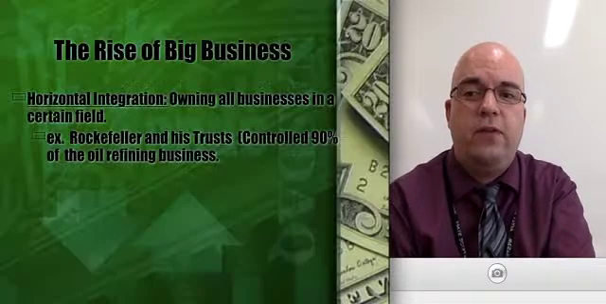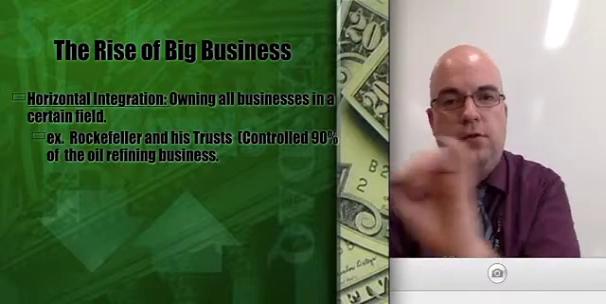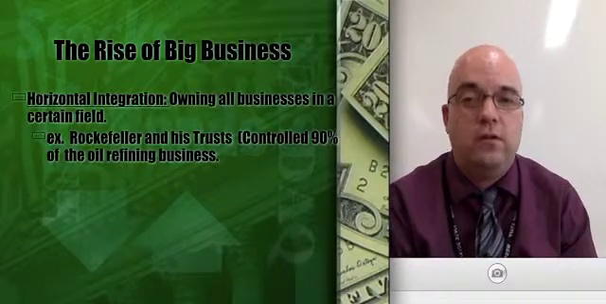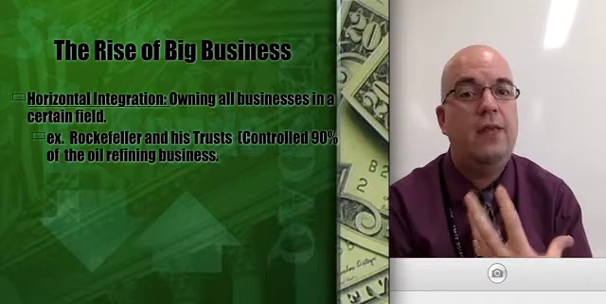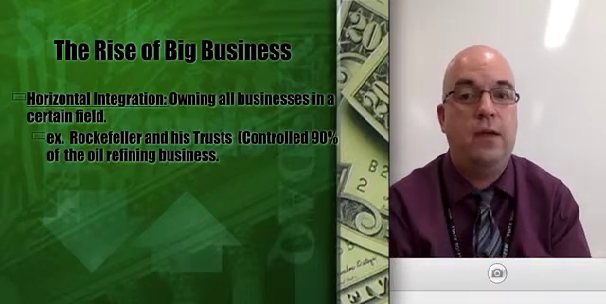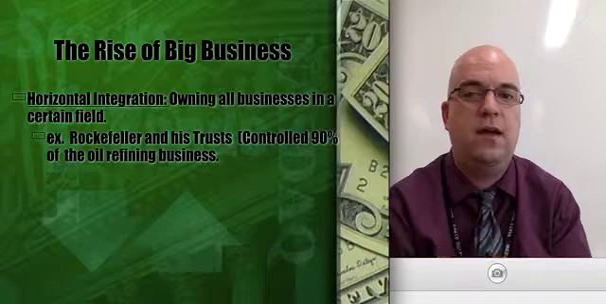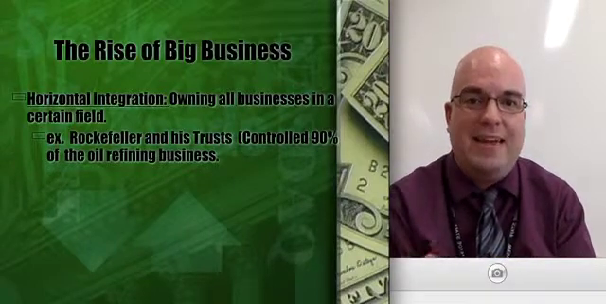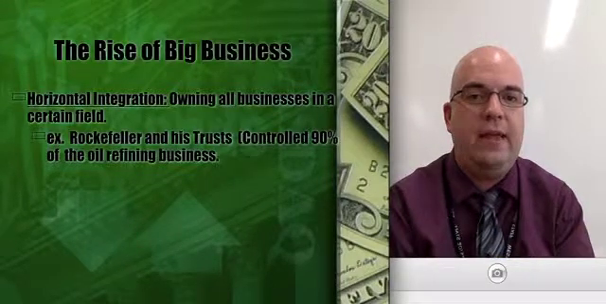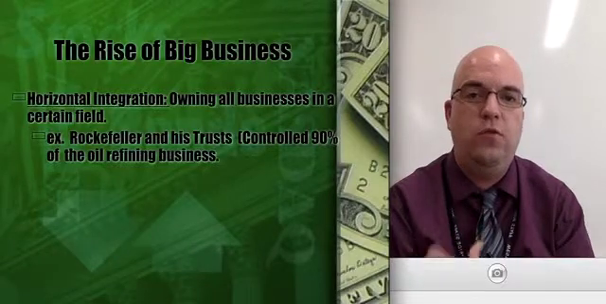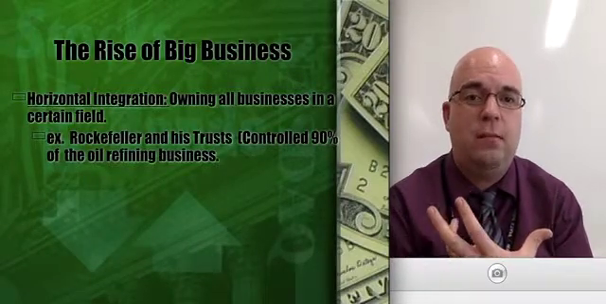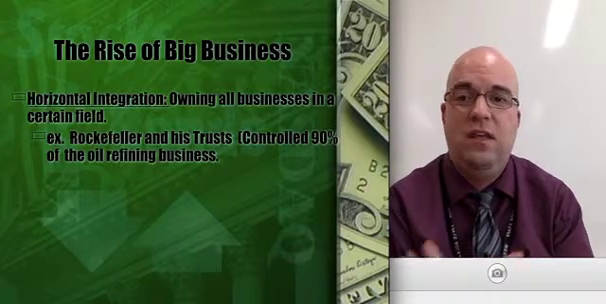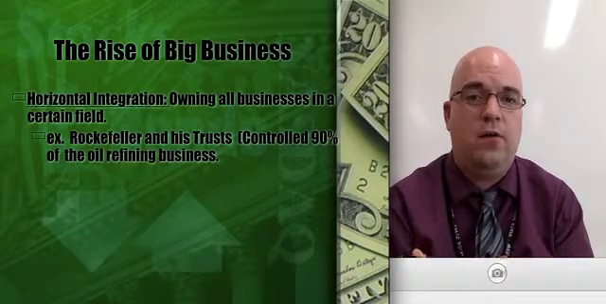The other kind of integration is called horizontal integration. Horizontal integration is when you own all the businesses in that particular field. A good example of that is Rockefeller and his trusts, which we're going to talk about in just a second. Rockefeller controlled about 90% of all the oil refining in the United States, which means that most of the oil that was turned into usable products like gasoline or kerosene all came out of Rockefeller's oil refineries.